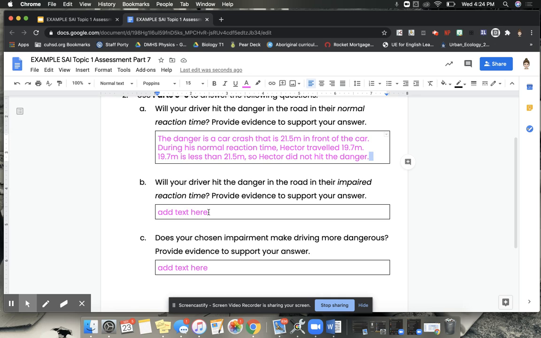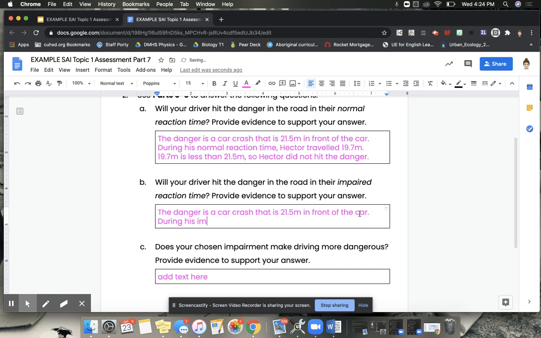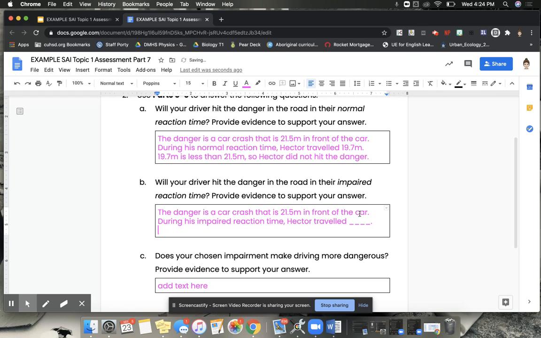B, I'm going to do the same thing. I'm going to say how far in front of the car was the crash or whatever the danger is. Okay. And then I'm going to say during their impaired reaction time, how far did Hector travel? So I'm not going to fill that out for this example, but you can see that Hector traveled a certain distance. Then using the same sort of reasoning that I showed you here in part A, decide, did your driver hit the danger in the road with their impaired reaction time? So you'll need to fill out your response there.